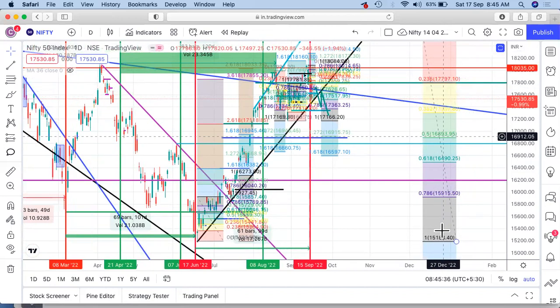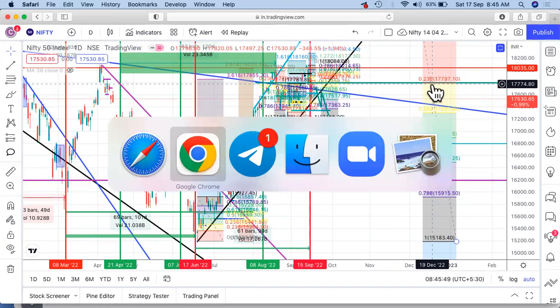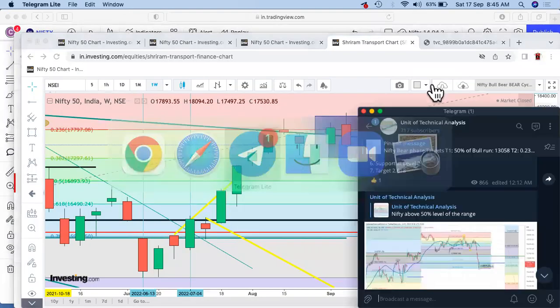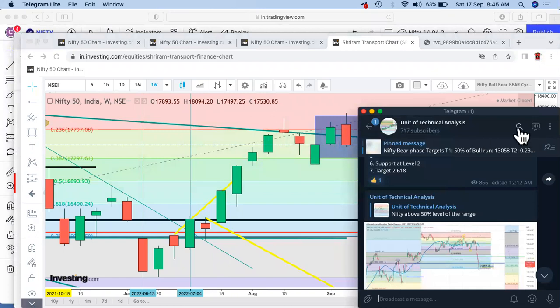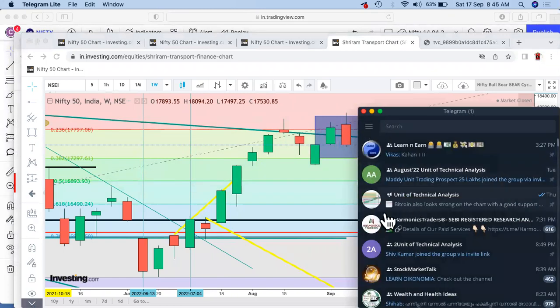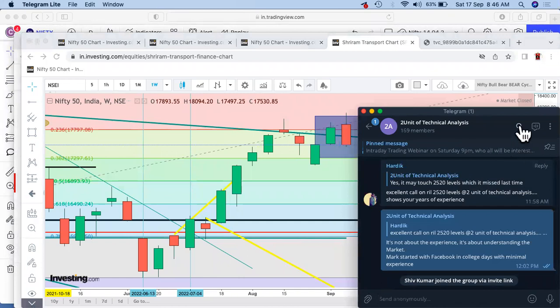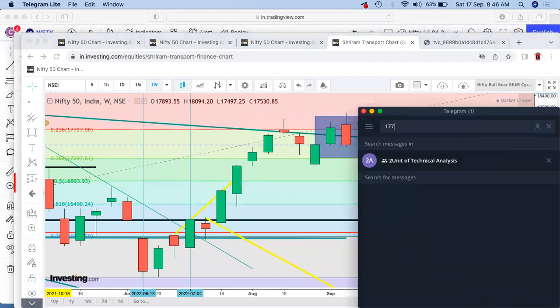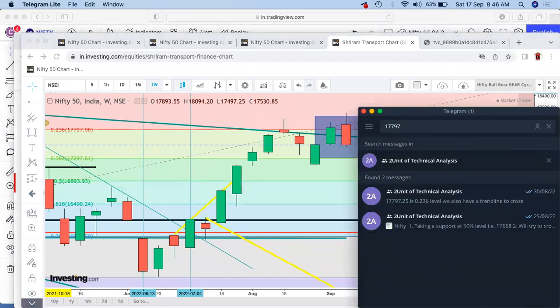Please consider this Fibonacci, which is on the extreme right hand side. We see that the 0.236 level has been 17,800. We have always talked about and suggested these levels, which are very critical. 17,797. Let me just search over here. Probably on the second group. 17,797. So 30th August, again, we have talked about that.